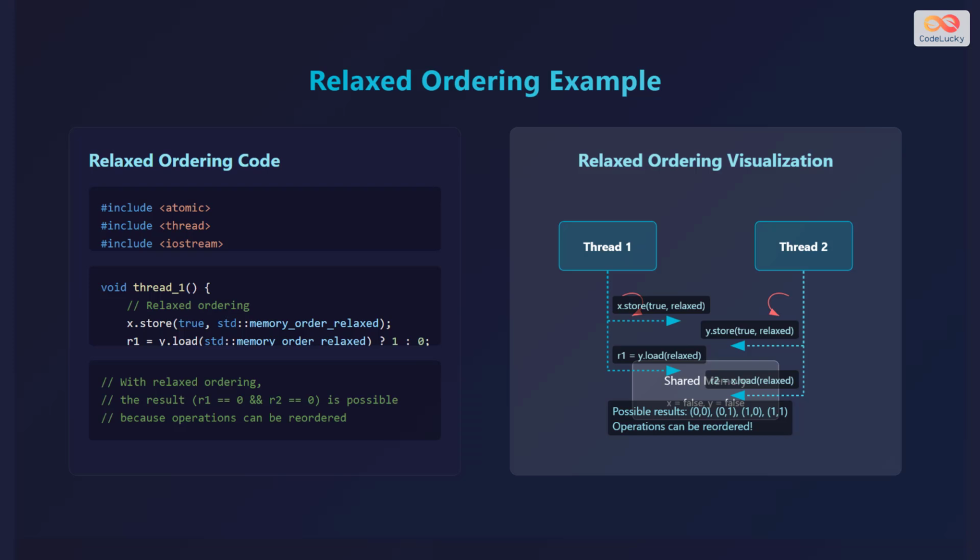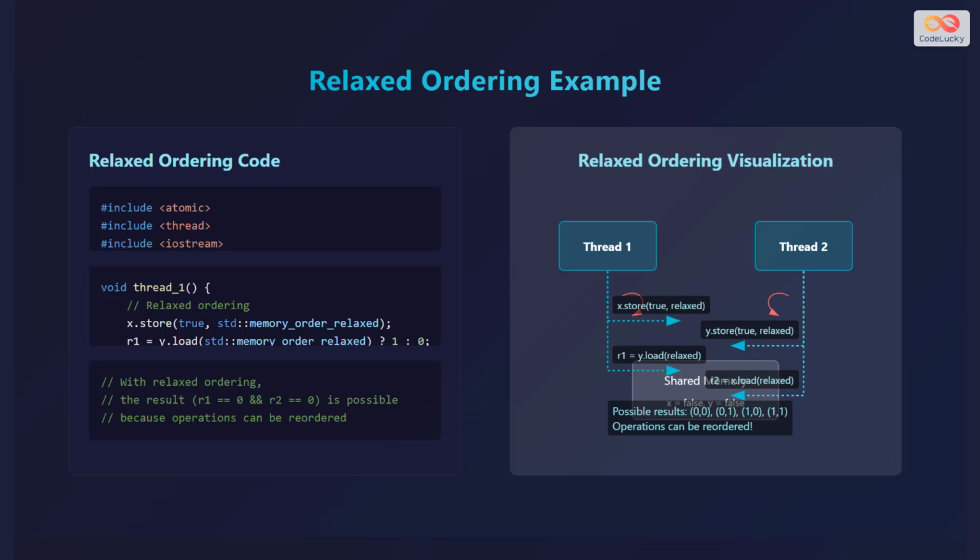Now let's consider an example using relaxed ordering, starting with the code and then the visualization. The code again sets up two atomic Boolean variables x and y, both initialized to false, along with two integer variables r1 and r2 initialized to 0. The thread1 function stores true into x using relaxed memory order, and then sets r1 to 1 if y is true, or 0 otherwise, also using relaxed memory order. The thread2 function does the same, but stores true into y and sets r2 based on the value of x, both using relaxed memory order.